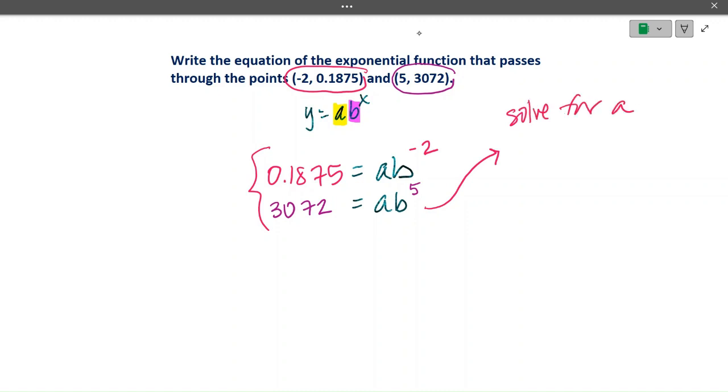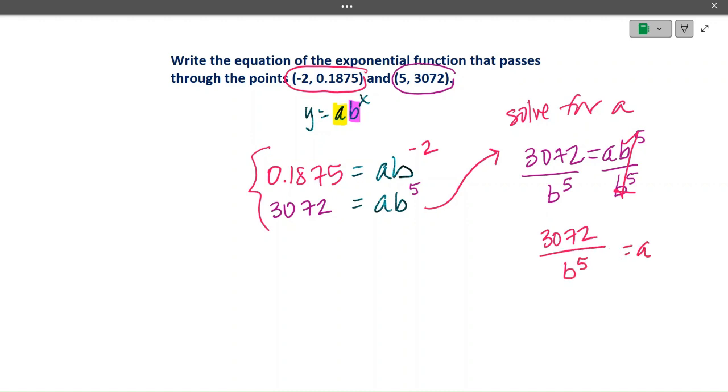Okay, all right, so I'm going to rewrite this for us over here. If I can write my numbers right. Okay, so the way that I'm going to solve for a is, it's a times b to the fifth, so I'm going to divide b to the fifth off of both sides. When I do that, b to the fifth divided by b to the fifth is 1. So I have a times 1. So my simplified equation looks like 3072 divided by b to the fifth equals a. All right, great.